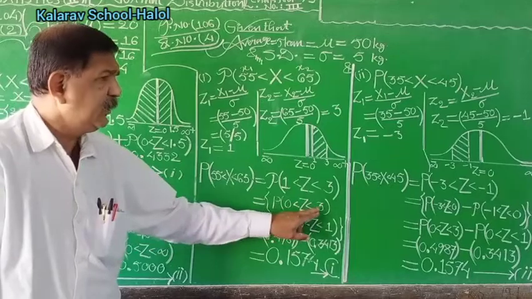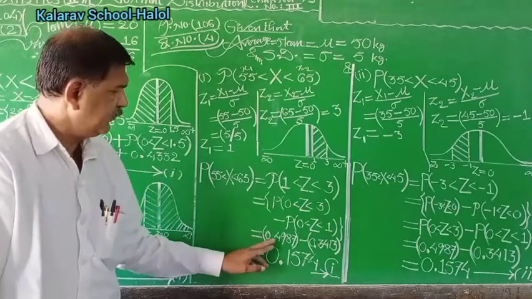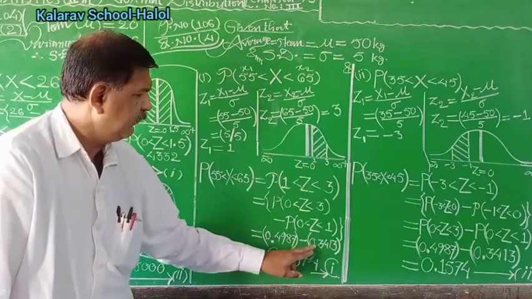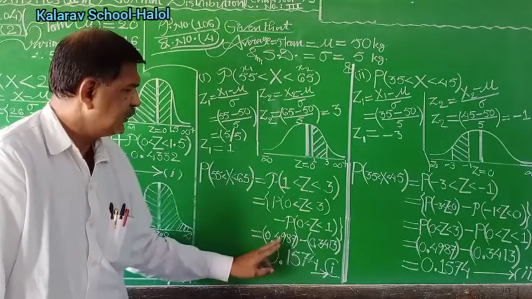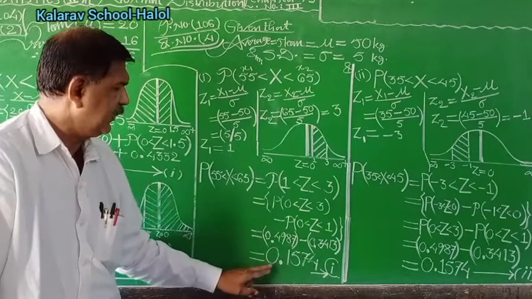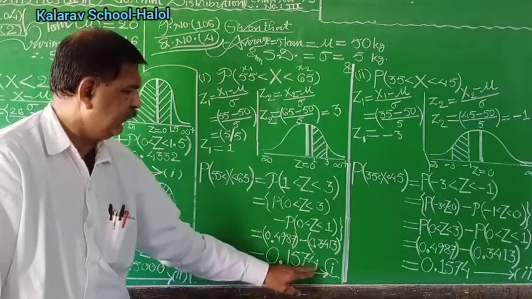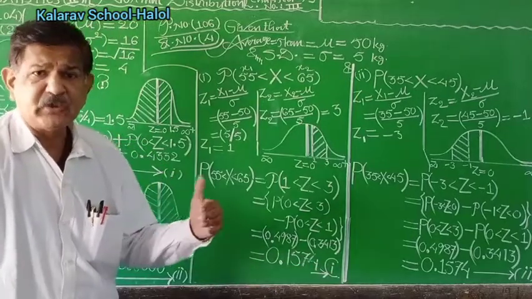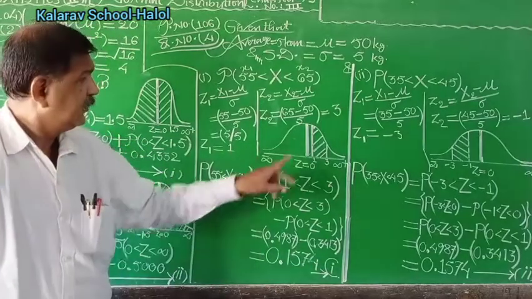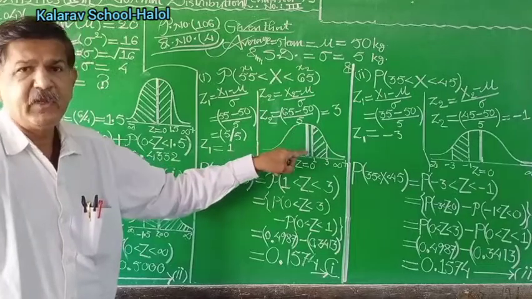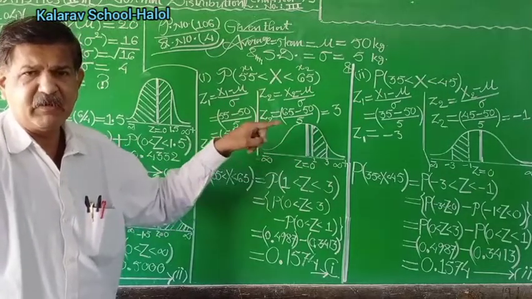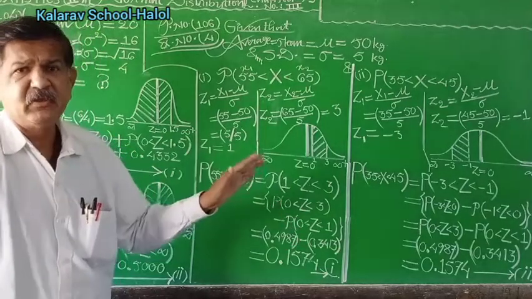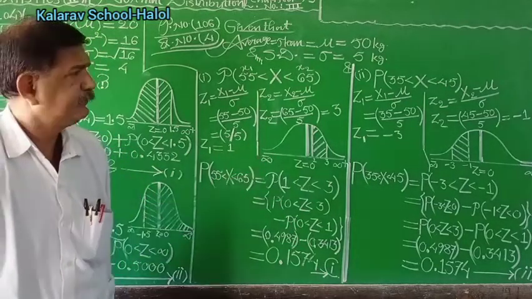Therefore, 0 to 3, the table shows 0.4987, 0 to 1 means the table value 0.3413. The subtraction of these two quantities will give the answer as 0.1574, answer number 1. How to subtract and when to subtract is based upon this diagram. Therefore, the diagram is compulsory. Because it is compulsory, we have to draw it. Otherwise, marks will not be given to you.